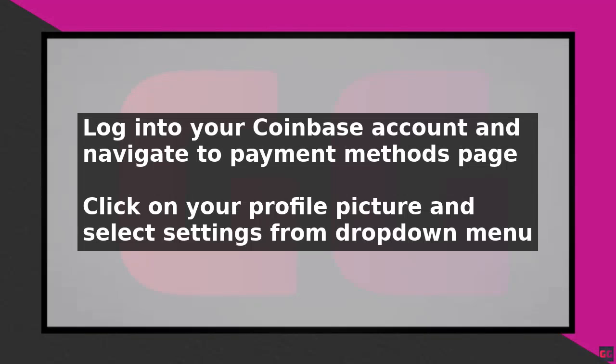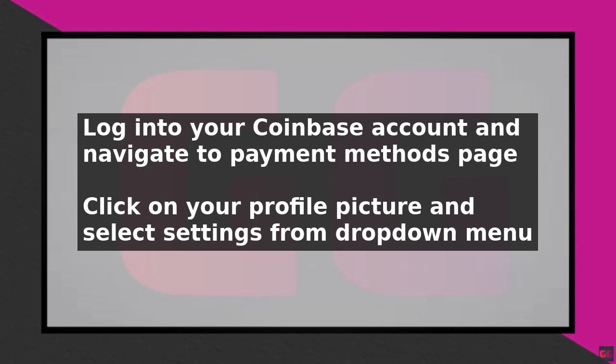To add a payment method on Coinbase, start by logging into your account and navigating to the Payment Methods page. This can be found by clicking on your profile picture in the top right corner and selecting Settings from the drop-down menu. From the Settings page, click on the Payment Methods tab.